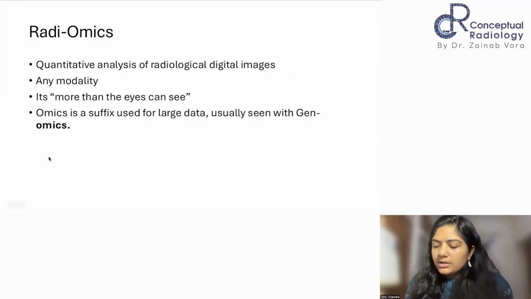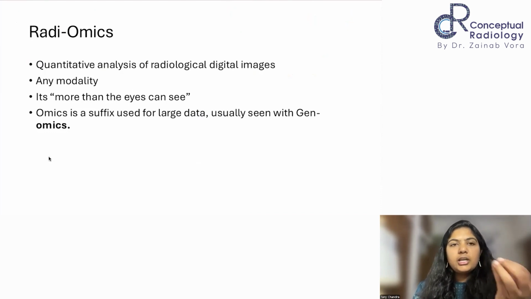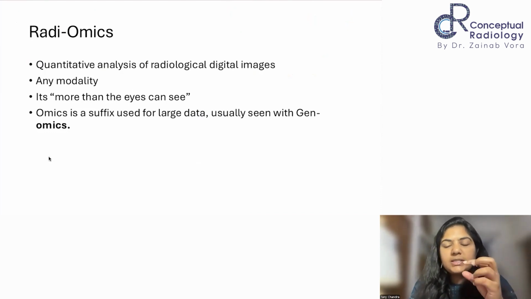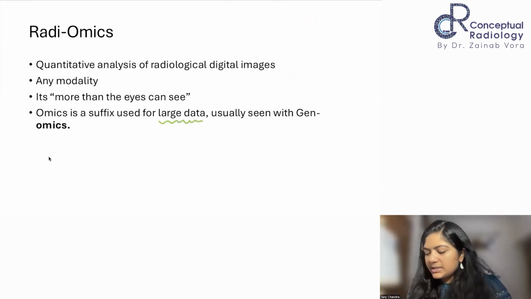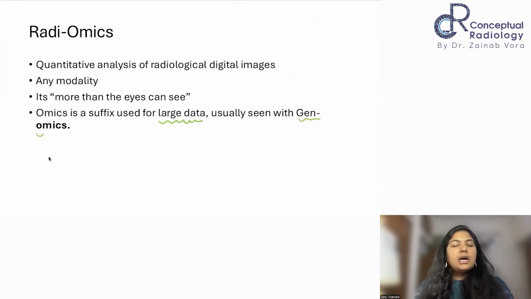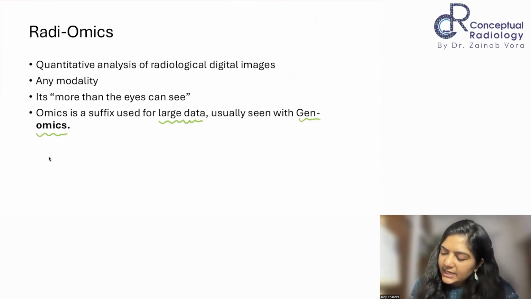Radiomics. Okay, so I've split it into two. It is a radiological, so radiological images form the basis for this. Omics is a suffix we use when we have large data, like genomics, right? Because there are hundreds and thousands of genes and permutations and mutations and a lot of things. So omics is a kind of suffix which we use when we have very large data.